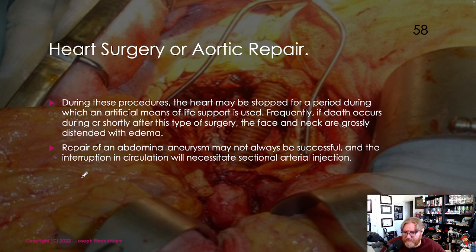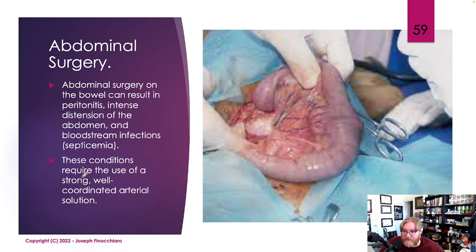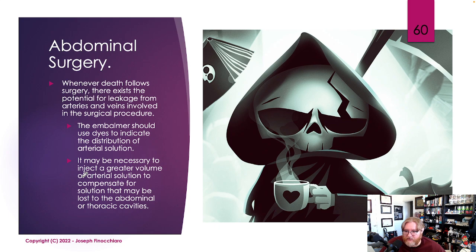Repair of an abdominal aneurysm may not always be successful, and the interruption in circulation will necessitate sectional arterial injection. Abdominal surgery on the bowel can result in peritonitis, intense distension of the abdomen, and bloodstream infections, which means extra clotting. These conditions require the use of a strong, well-coordinated arterial solution.